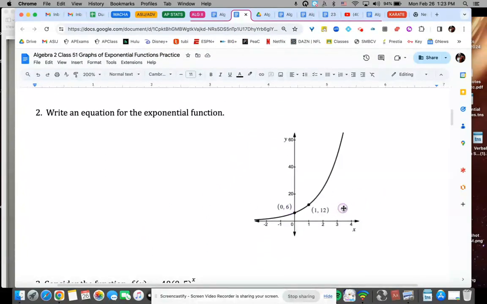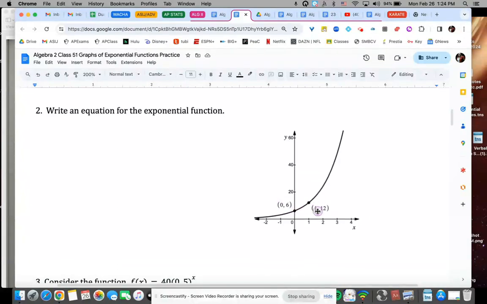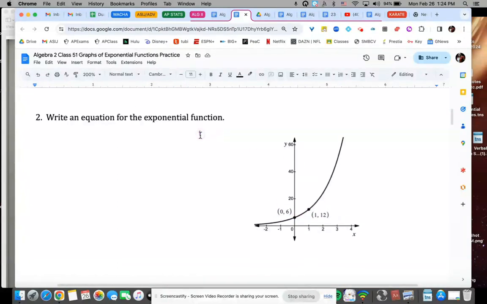Okay, now this is one of those situations where you have to write your own equation given some points. I have (0, 6) and (1, 12). The pieces of an equation ask a couple things. What's my y-intercept? Like, what's my starting amount? But you got to remember, the starting amount is not just a. If it was only like this, then a would be my starting amount. But now we're going to have a k on there sometimes.